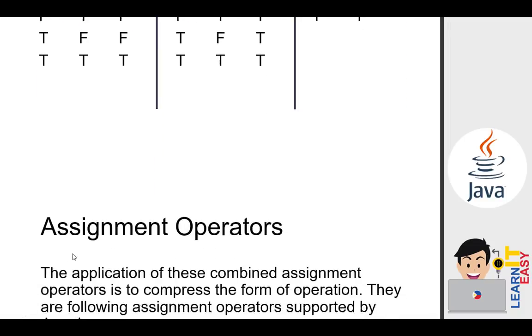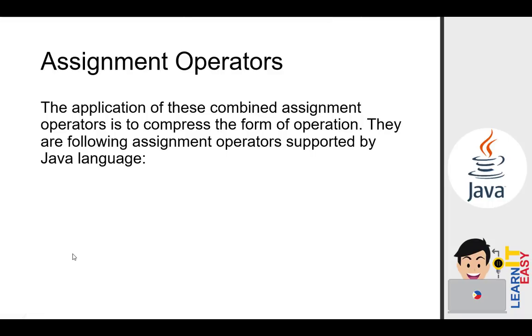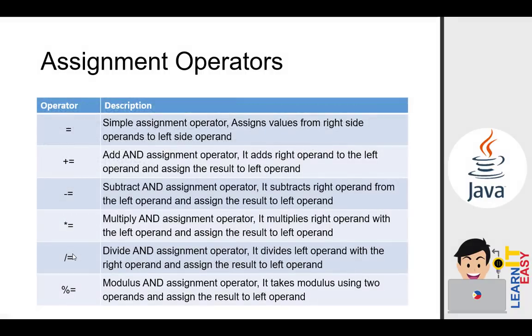Okay, so next, the assignment operators. The application of these combined assignment operators is used to compress the form of operation. They are the following assignment operators supported by Java language. So, here's the table. Tulad nga na sinabi ko kanina sa inyo, equals or equal sign is used to assign value. Kaya tinatawag natin siyang assignment operator. So, na-explain ko na yan. Ina-assign niya yung value doon sa right side papunta doon sa nasa left side, which is typically a variable.